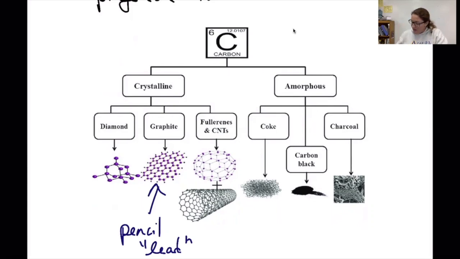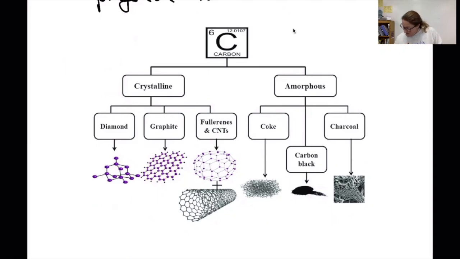Another form in which you can find crystalline carbon is Buckminsterfullerene, which is these soccer ball-like spheres, and that's something that's made in the lab, or what's called a carbon nanotube. And another one that would work in here is graphene. Graphene is used to form carbon nanotubes. Graphene would be in the sheet, carbon nanotube would be in the tube form.